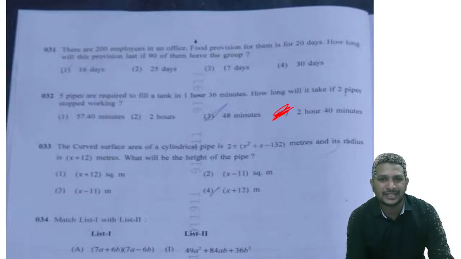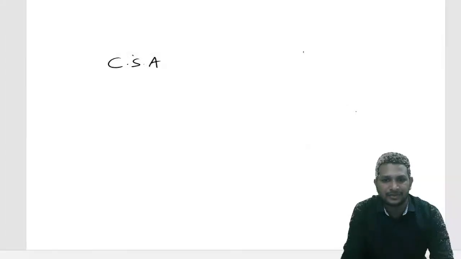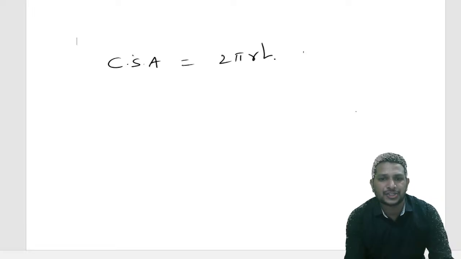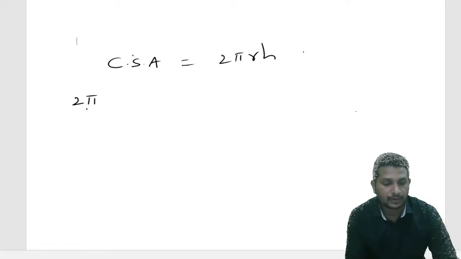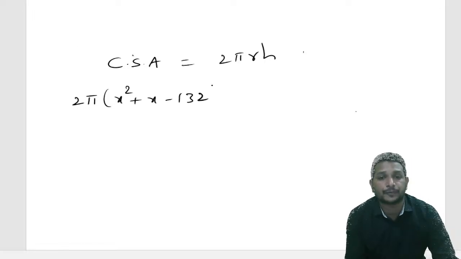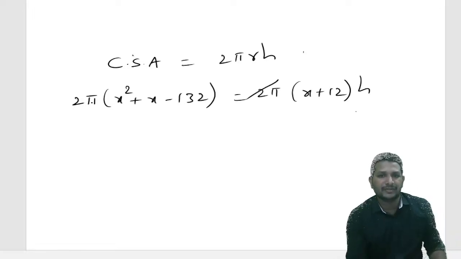So CSA of cylinder, the curved surface area. First we need to write the curved surface area of a cylinder, 2 pi RH. But how much did they give as the 2 pi RH value? 2 pi into x square plus x minus 132. And over here they gave the radius also, right? Yes, x plus 12 is given. Now into h. 2 pi will be cancelled.